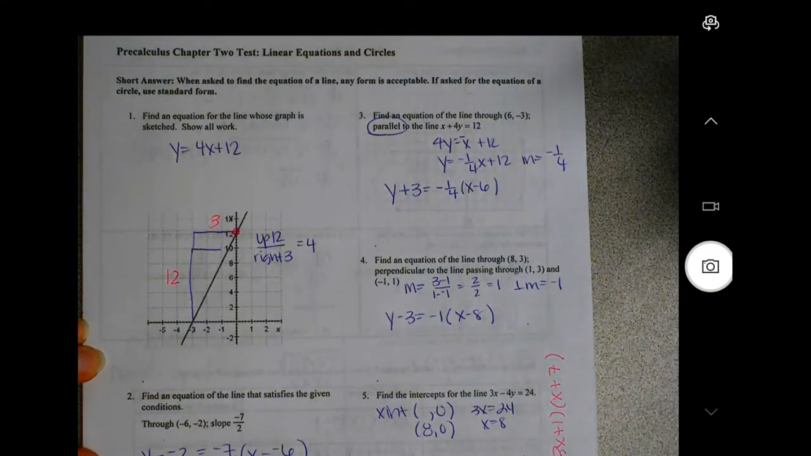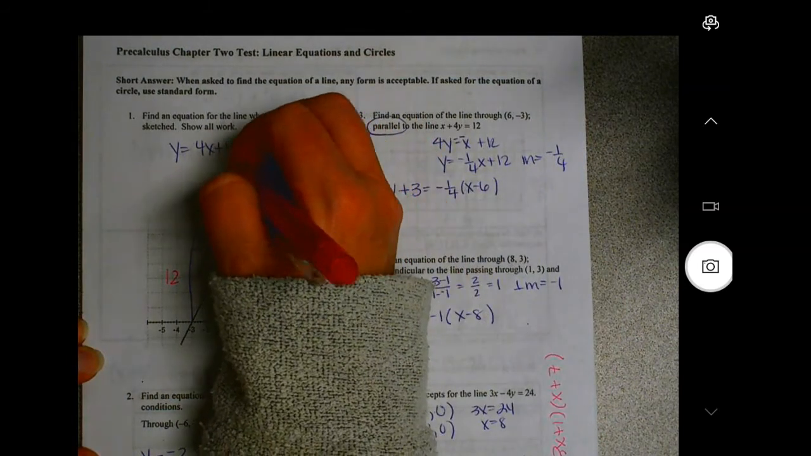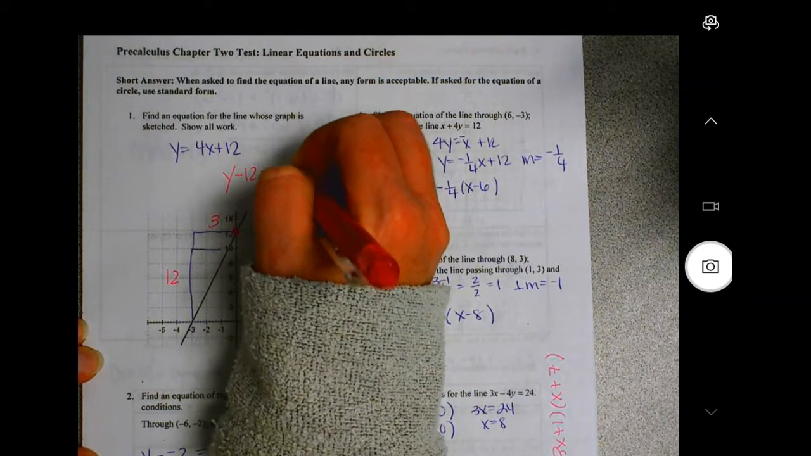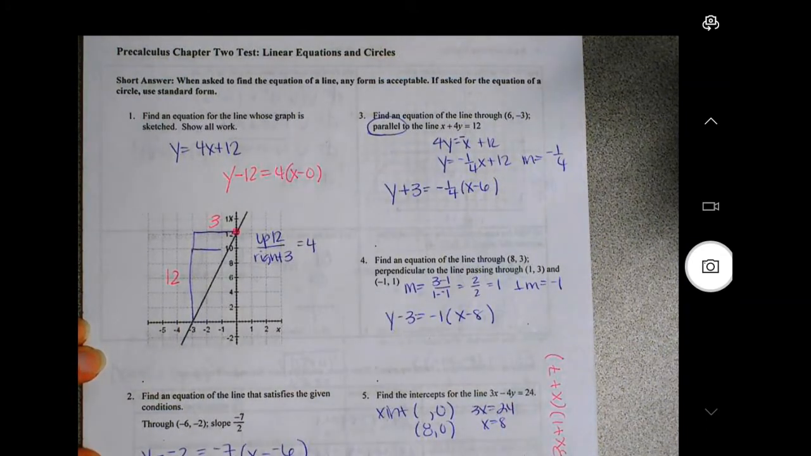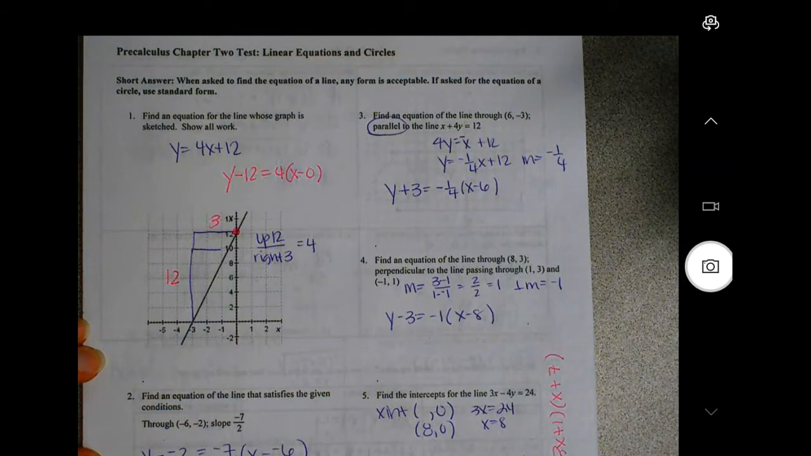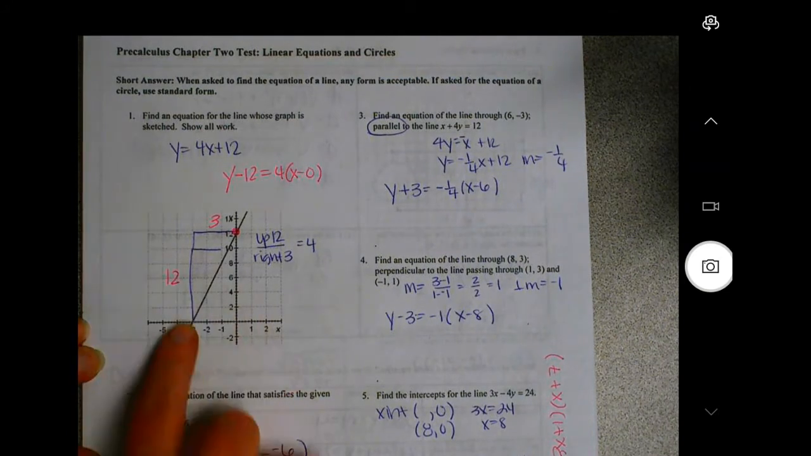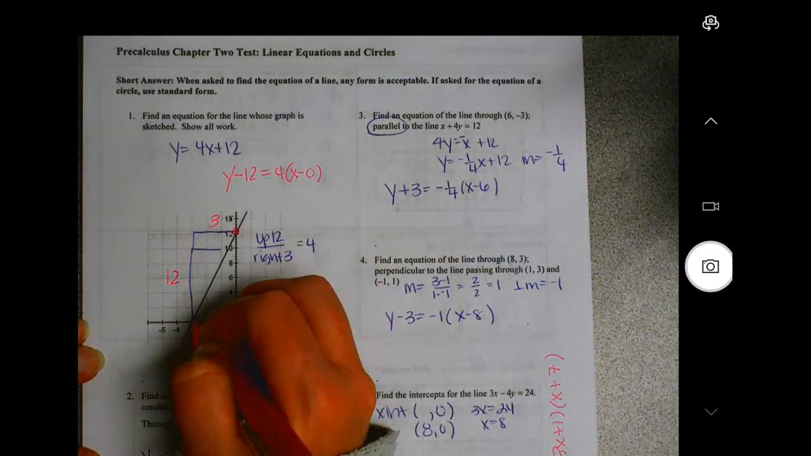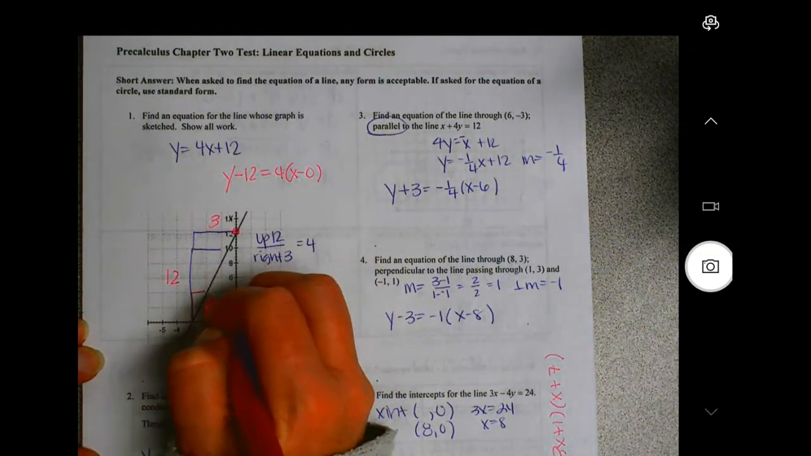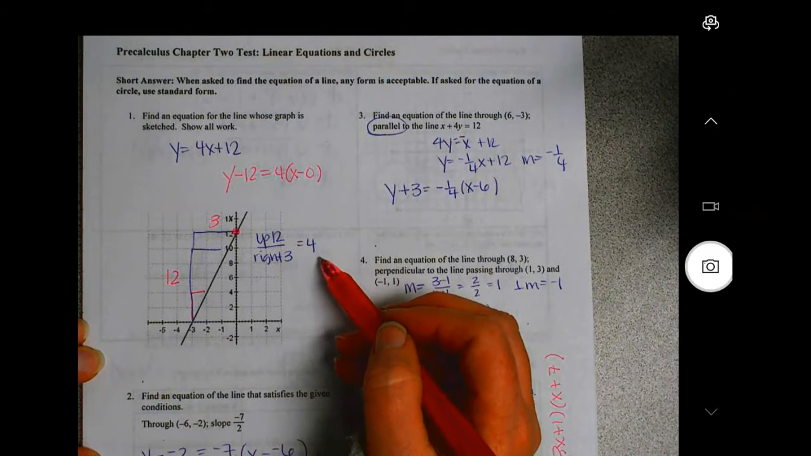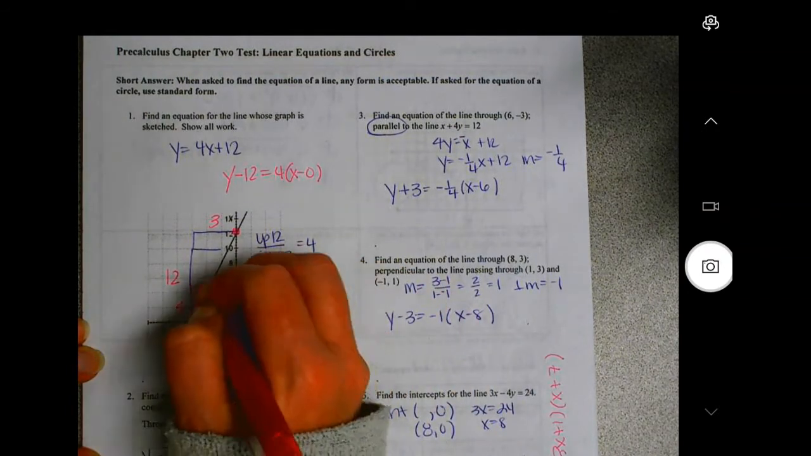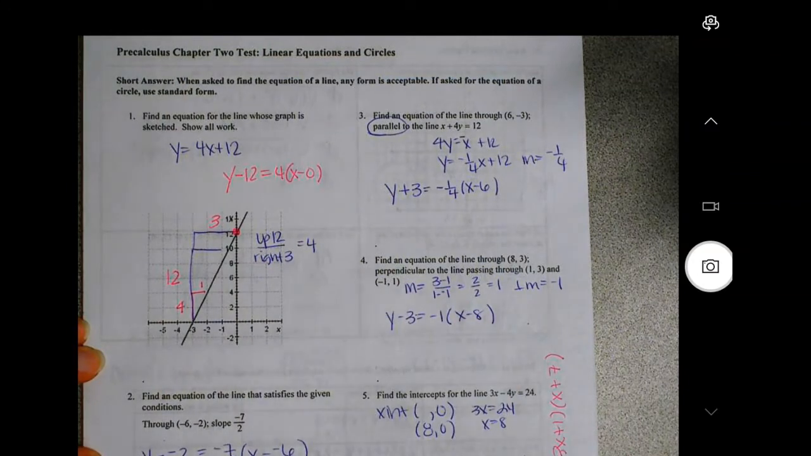Some people even put in y minus the y value equals 4 times x minus, like they did that too, and that's fine. It didn't matter to me what form you used. But it is up 12 and over 3. Or you could have done a smaller version, but then it would have been up 4 over 1, which is still 4. And you had to notice this was 4 and 1. Anyway, it's the same ratio.